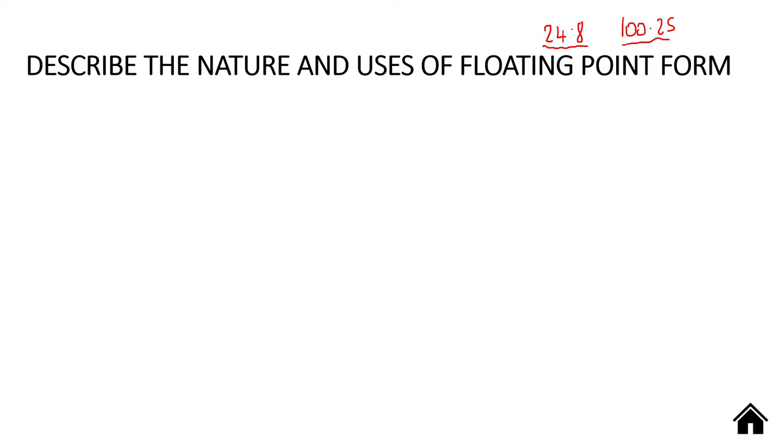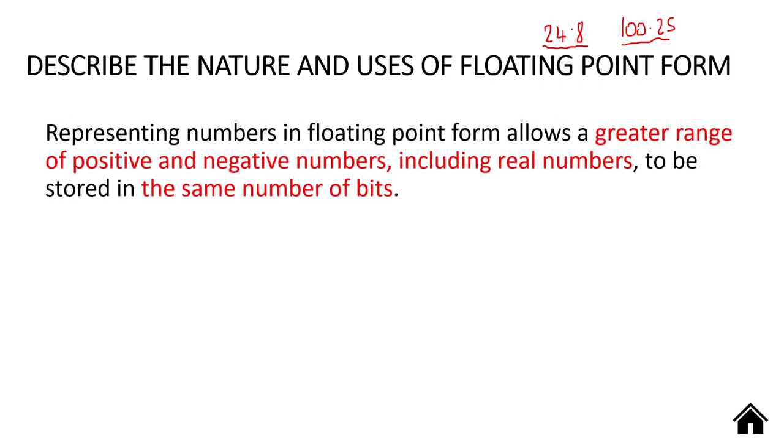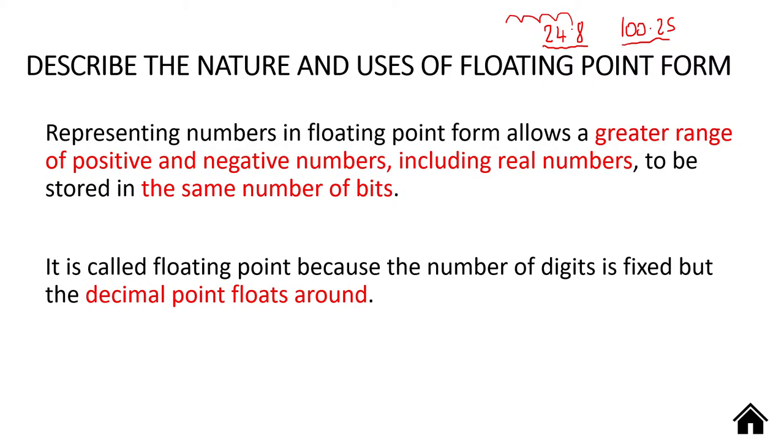So representing numbers in floating point form allows us a greater range of positive and negative numbers, a bigger range. It also can be more accurate as well. So it allows real numbers, that's floating point numbers, to be stored in the same number of bits. It's called floating point because the decimal point actually floats around in binary numbers. It moves along. That's why we call it floating point. We are given a fixed number of digits, but the floating point moves around.